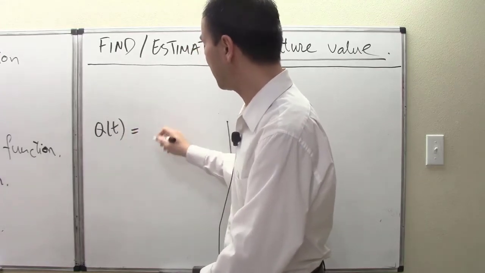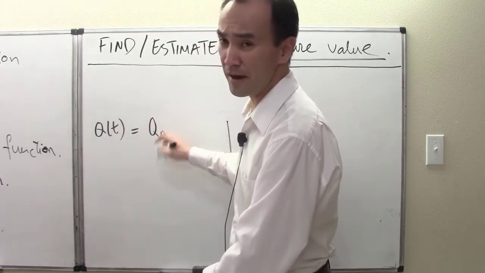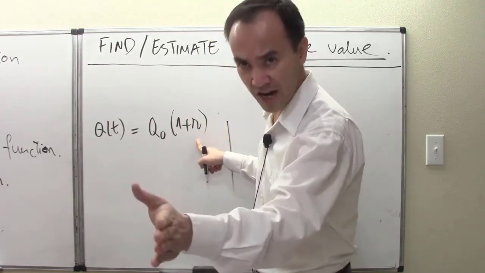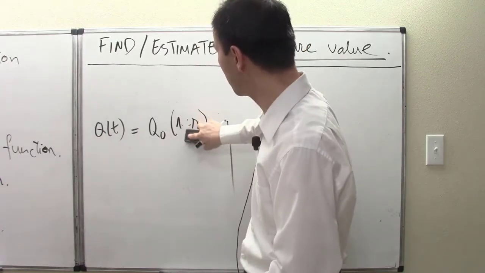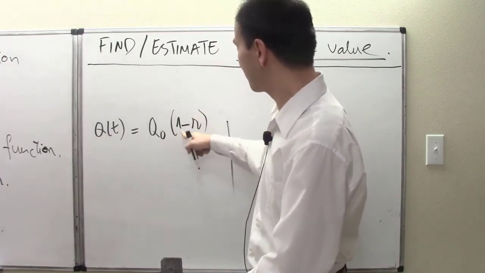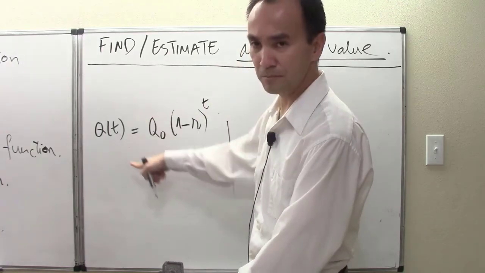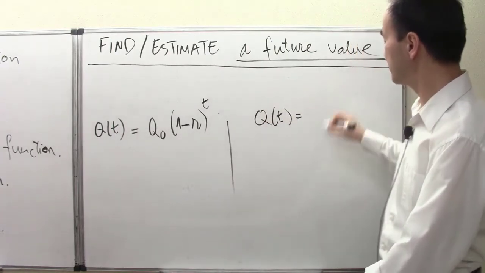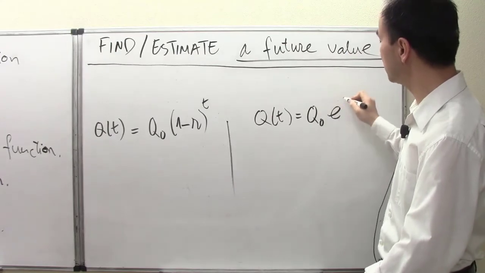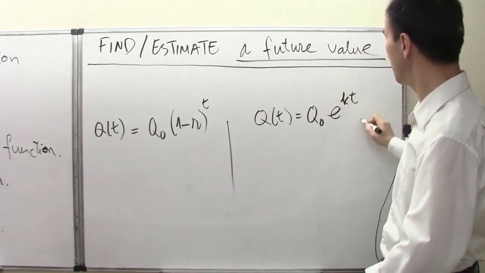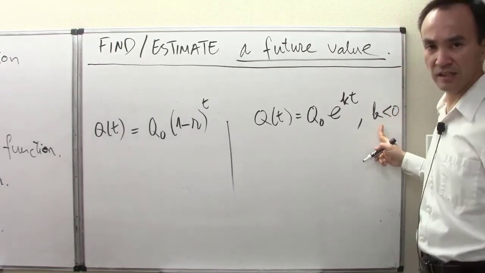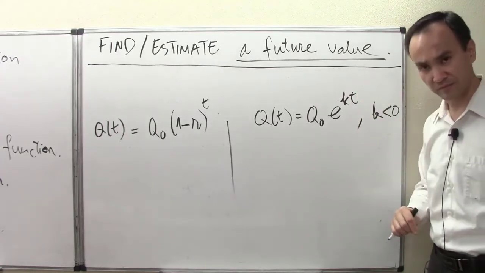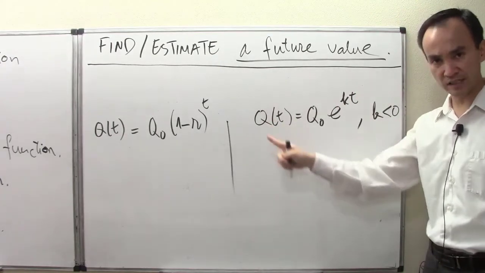So Q of t can be some initial amount times 1 minus r to the t, if we know the decay rate in this problem. This is the periodic model right here. Or we can go with Q of t being the initial amount times e to the kt, with k being a negative value, because this is a decay problem. And this model here is a continuous model.